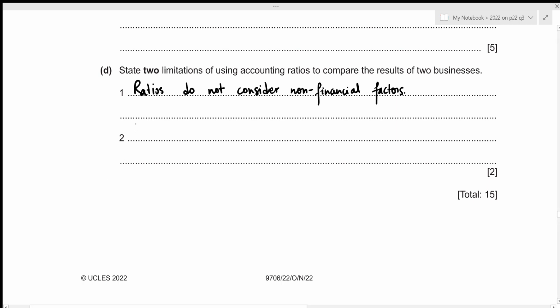Let's write it down. Businesses may use different accounting techniques.